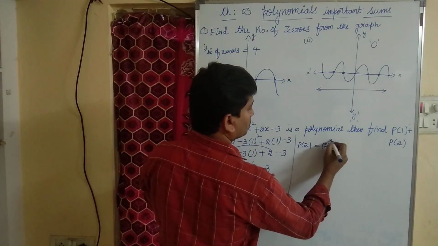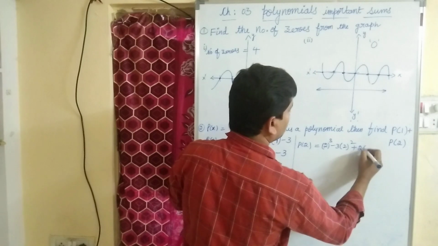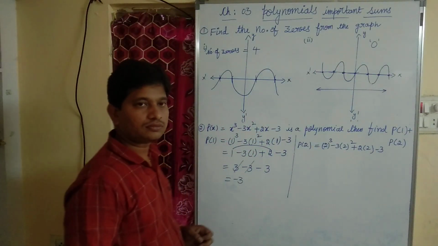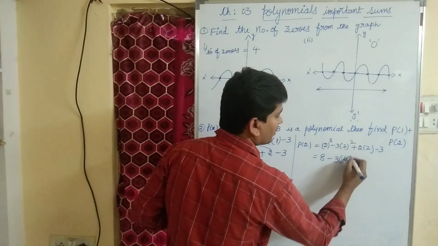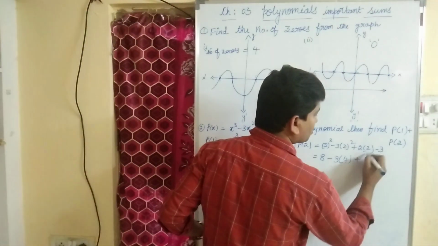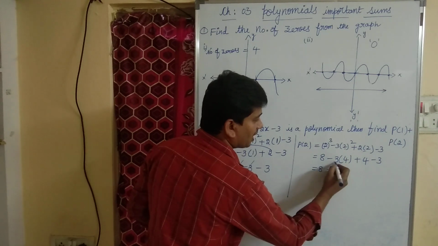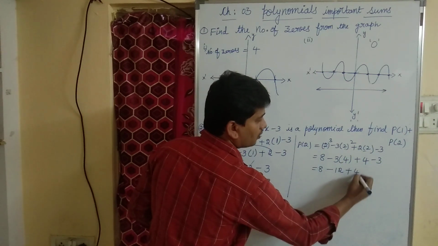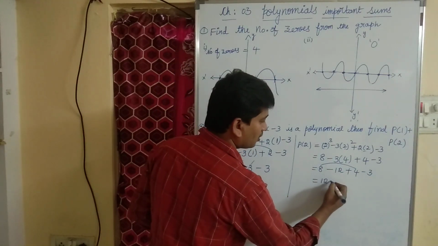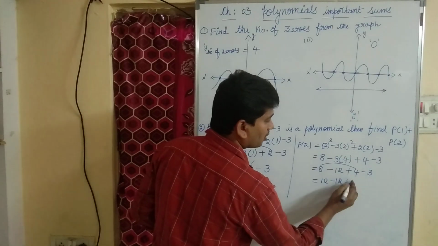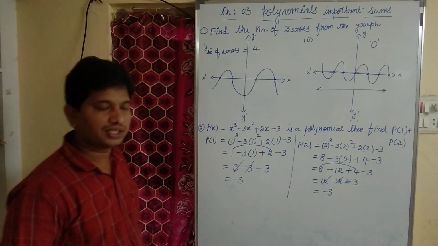That is 2 cube minus 3 into 2 square plus 2 into 2 minus 3. So 2 cube is equal to 8, minus 3 into 2 square, that is equal to 4, plus 2 into 2, 4, minus 3. 8 minus 3 into 4, 12, plus 4 minus 3. So 8 plus 4, 12, minus 12, minus 3 plus 12 minus 12 gets cancelled. So answer is minus 3.